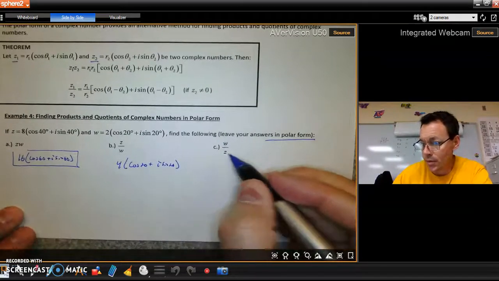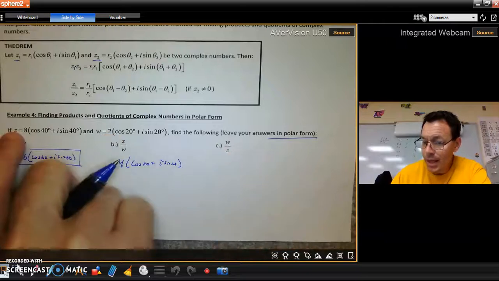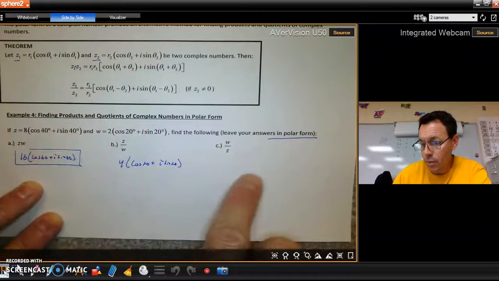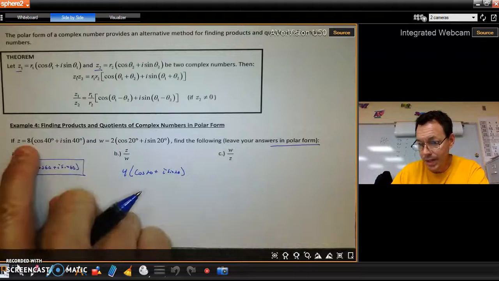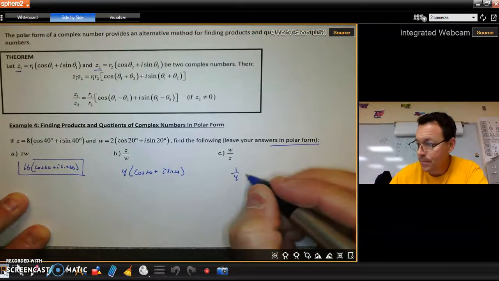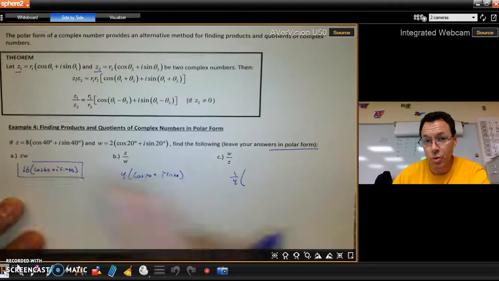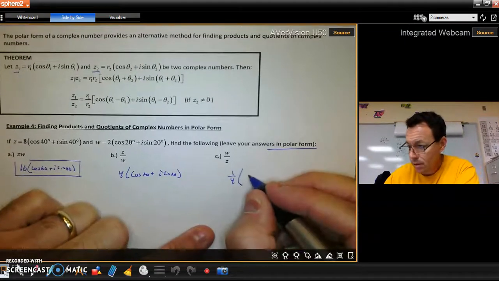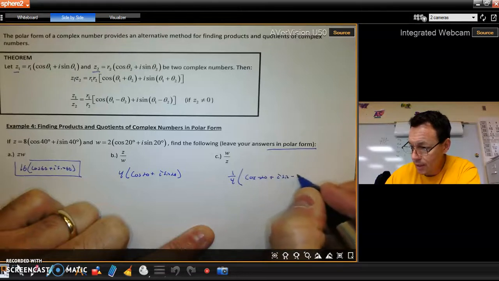What about y over z? Well, if we're dividing y by z, then the order that we're going to do things is also flipped. We're going to take 2 divided by 8. Okay, that's 1/4. That's okay. And we're going to take 20 minus 40, so that's negative 20. That's okay. So cosine of negative 20 plus I sine of negative 20.